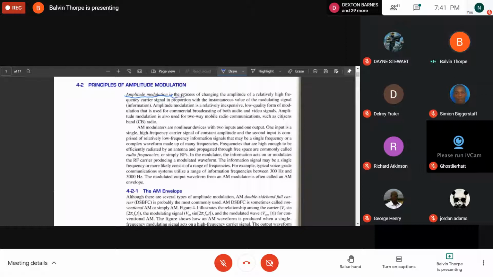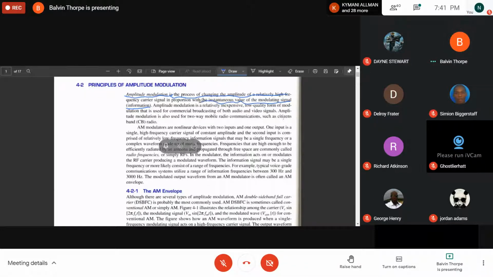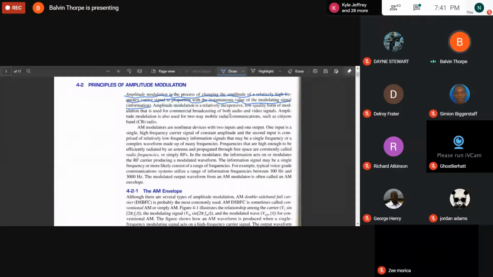Yeah. All right, so right here, it speaks to the concept of what I just mentioned. It says amplitude modulation is the process of changing the amplitude of a relatively high frequency signal in proportion with the instantaneous value of the modulating signal. The modulating signal is what I said is called your information, right? So the information is what you want. You're changing the amplitude of the higher frequency signal. My highlight is kind of messy, but that's what I want you to see first and foremost.